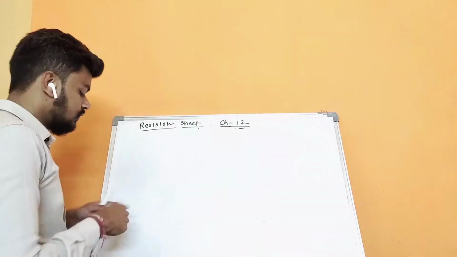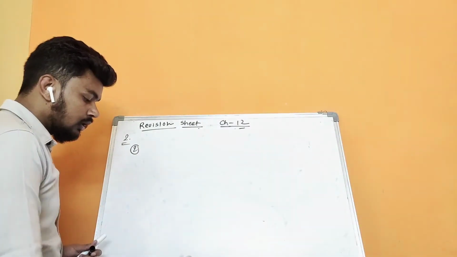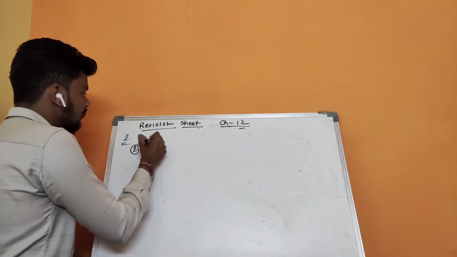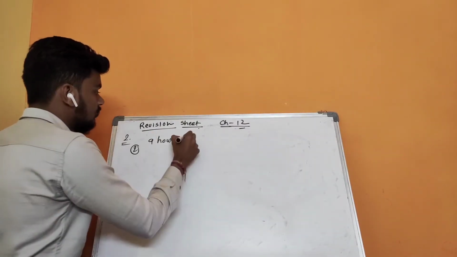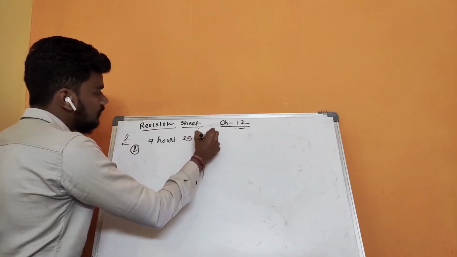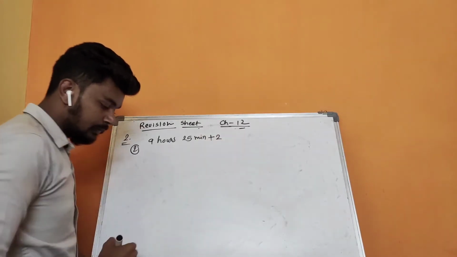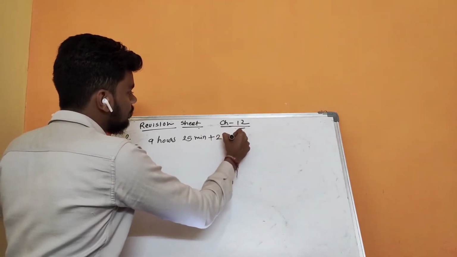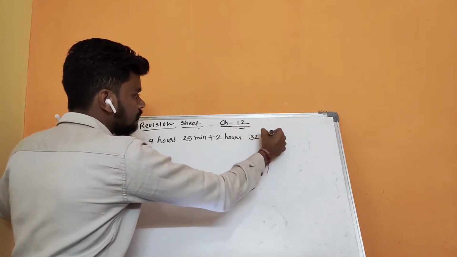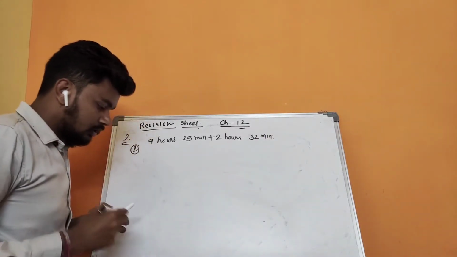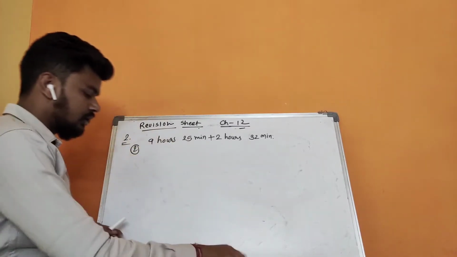Second question, sum, you have to do. Second one. Okay, so the question is like, I am writing the question out of 9 hours 25 minutes and 2 hours plus 2 hours 32 minutes. Not that much hard, any of them.